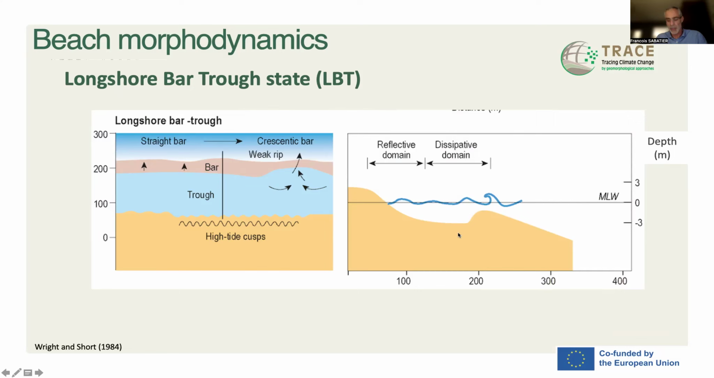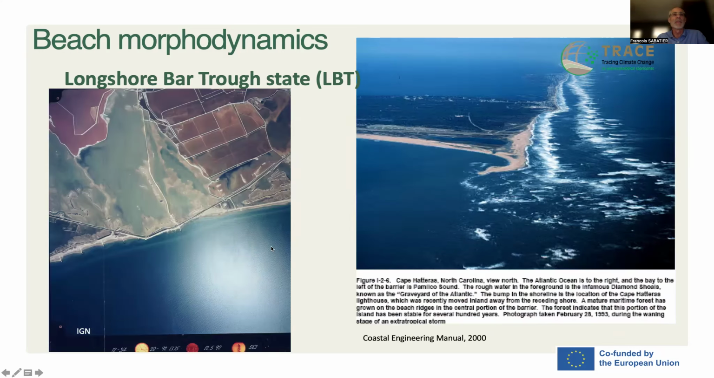You'll see that on these photographs here on the left. This is the shoreline position along the Rhone Delta coast, and you see this white line. This is a longshore bar-trough system. This is the longshore bar, and this is the trough. And you see that the bar is regular, rectilinear and parallel to the shoreline.